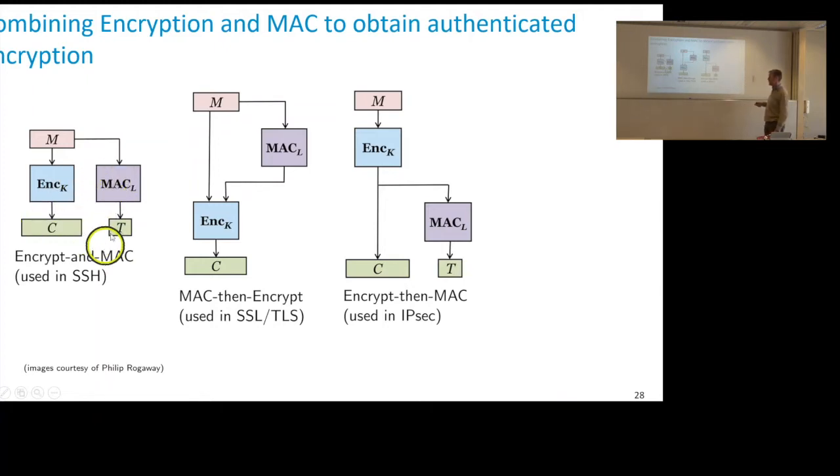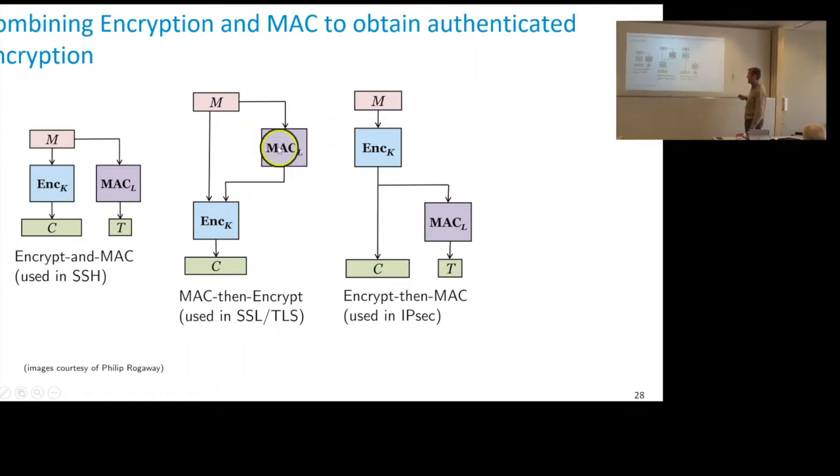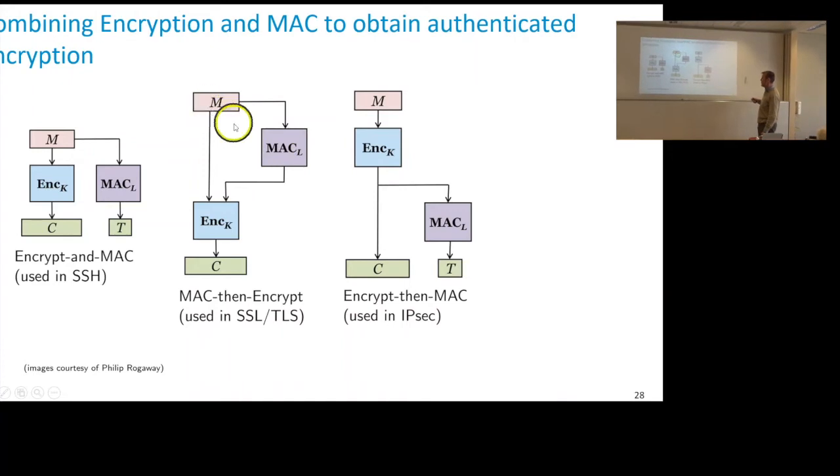If we do this, we observe that the tag is sent in the clear and is completely independent of the ciphertext. Another way to combine is to say, well, I could first compute the tag using the key capital L. Then I could merge the message and the MAC. When I say merge here, it just means add the MAC at the end of the message, so it concatenates, and then encrypt the resulting message that is now large.